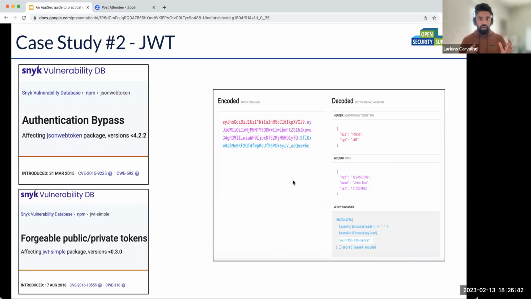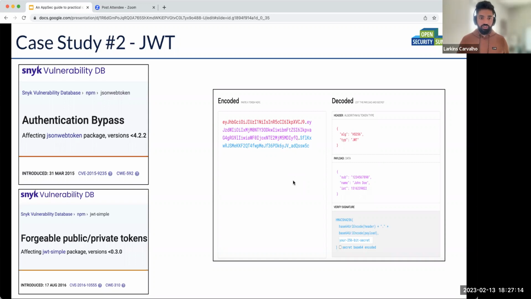The header typically talks about the algorithm and the type. The payload has different properties, private and public, where you basically encode the information you want, and the signature is computed on top of the header and the payload. So in combination, what you see is the signature is encoded data of header and payload.